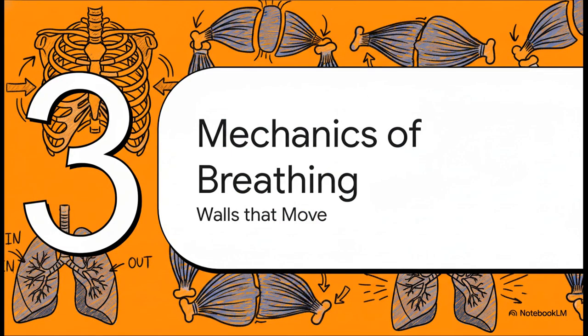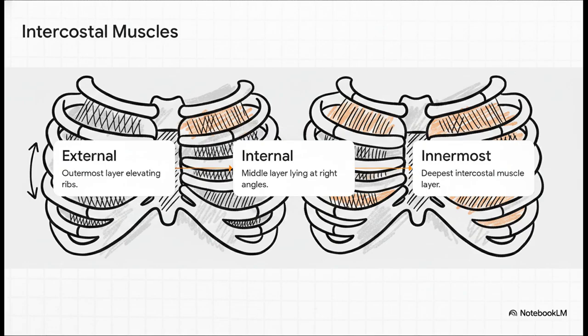Which brings us to section 3, the mechanics of breathing, walls that move. So we have our bony frame, but unlike a brick and mortar house, our thoracic walls are totally dynamic. Filling the 11 pairs of spaces between our ribs are 3 distinct layers of highly specialized intercostal muscles. Step 1 is the outermost layer, the external intercostals. Step 2 is the middle layer, the internal intercostals. And step 3 is the deepest layer, the innermost intercostals.